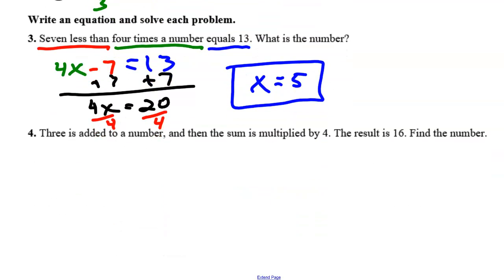If you need to look at it, we're going to go on to number 4. Same thing, I'd like you to try it, and then after you've got your work done, check your answer with me. Okay, so 3 is added to a number. Well, the number is x. 3 is added to it.